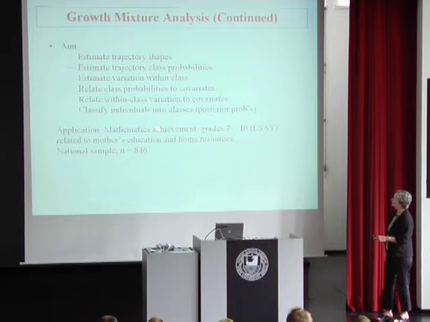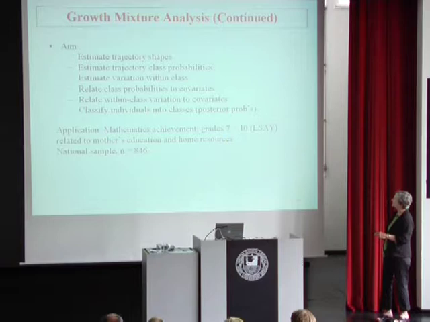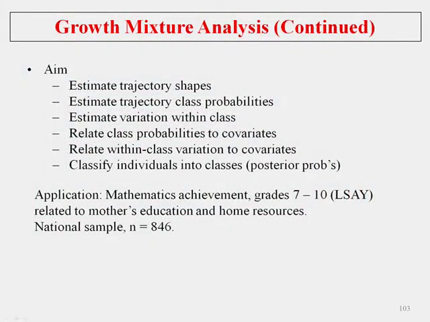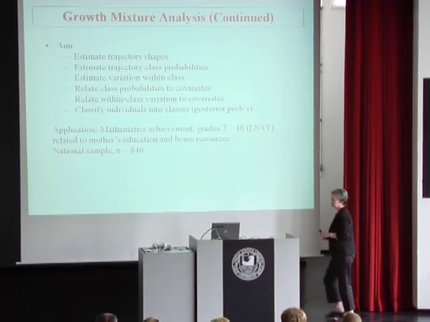What we're going to look at first, the first application, is mathematics achievement, grades 7 through 10, related to mother's education and home resources. And this is taken from LSAY data, the Longitudinal Study of American Youth. It's a national sample with 846 observations. And now these math achievement items are continuous variables, so our dependent variables are continuous.